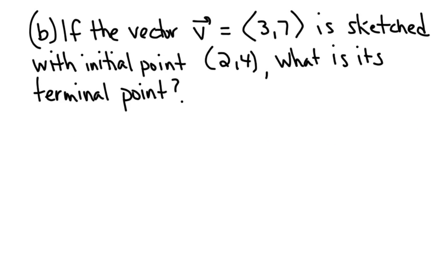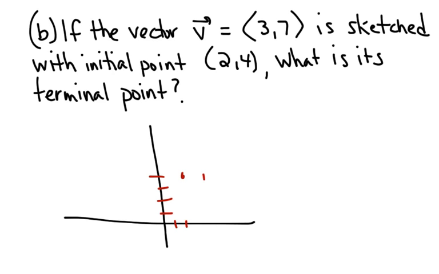How about if I tell you a vector v has the component form 3, 7 and is sketched with initial point 2, 4? What is its terminal point? I always like to look at these graphically because I think it helps out a little bit. So here's my initial point, and all I know is that its component is 3, 7. That says that the terminal point is 3 units to the right and 1, 2, 3, 4, 5, 6, 7 units up and ends up here. So there's my vector.